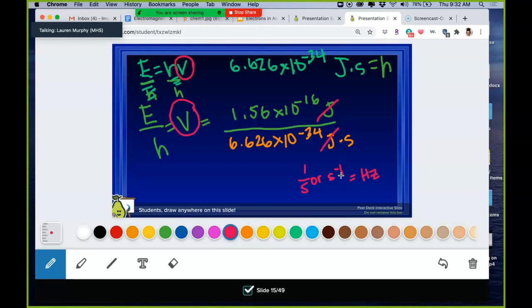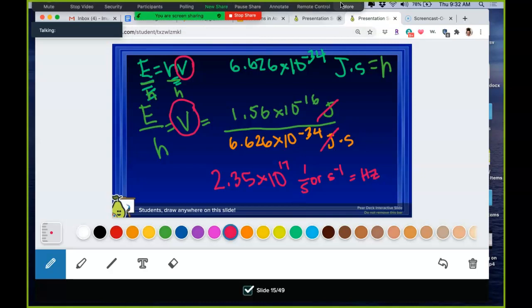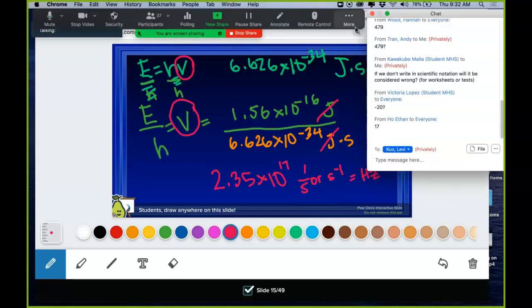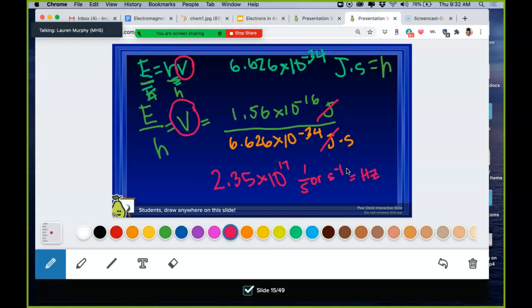Hopefully I don't make the same mistake I made on the last one. So let's see, I get 2.35 times 10 to the, what power did you guys get? 17. 17, me too. Okay, and that's the frequency.